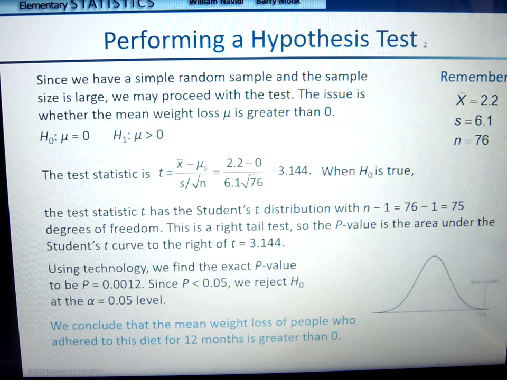If we use technology, we can find the exact p-value to be 0.0012, and since p is less than 0.05, we reject the null hypothesis at the 0.05 level. So we can conclude that the mean weight loss of people who adhered to the diet for 12 months is in fact greater than 0.